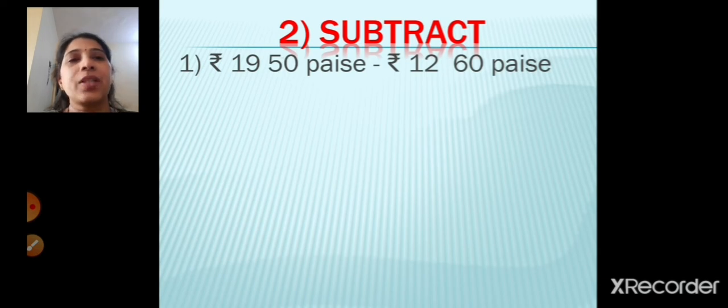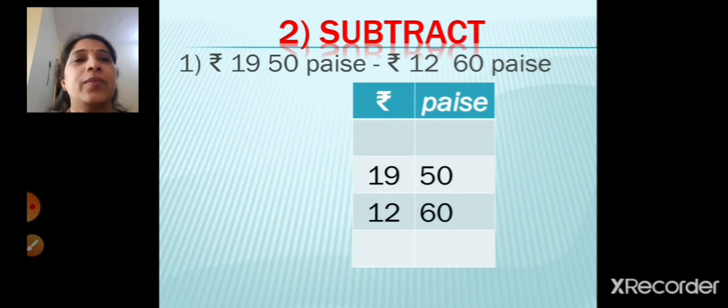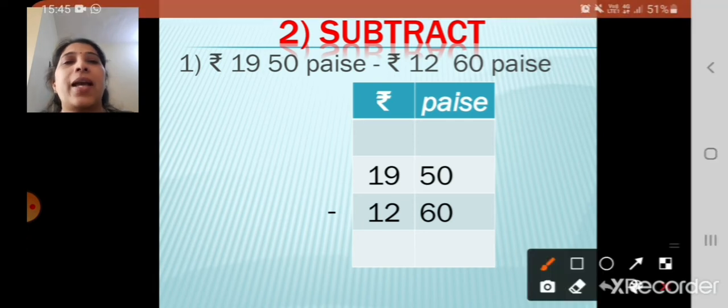Now the second one is subtract. So in that, the first one is rupees 19 50 paise minus rupees 12 60 paise, right? Same way what we will do, we will make two columns, rupees and paise, right? Now 19 rupees, rupees 19. So 19 you will write in rupees column, 50 paise, so 50 you will write in the paise column. Next is rupees 12. So 12 you will write in the rupees column, and 60 paise, so 60 you will write in the paise column, right? Now let's carry out subtraction.